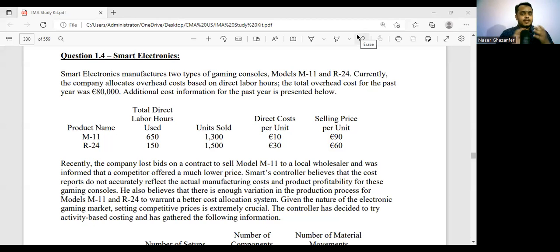ये एक ऐसा क्वेश्चन है. I have taken this one essay question from section D, part 1, and this is a bit of a basic ABC analysis. So it's really important for your CMA examination, part 1 CMA examination.